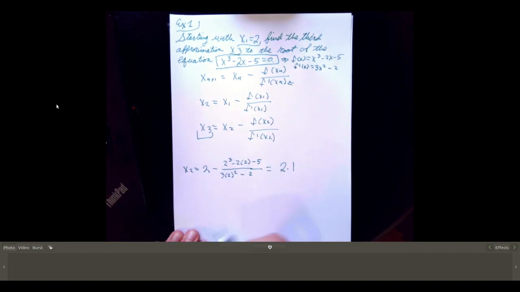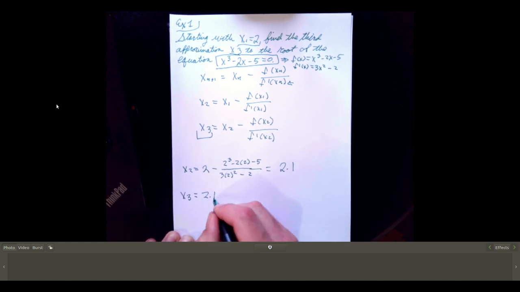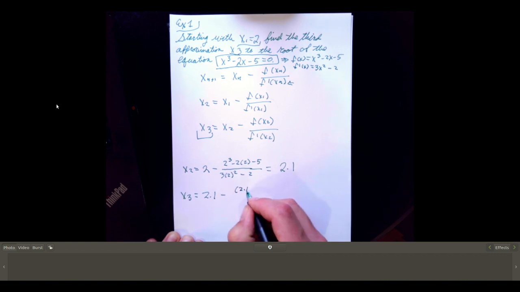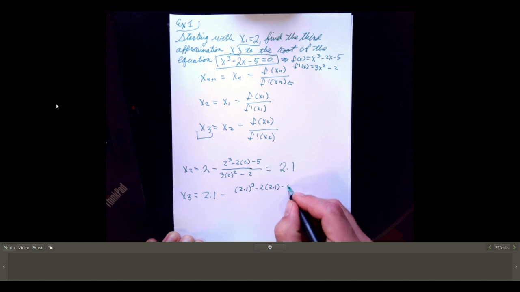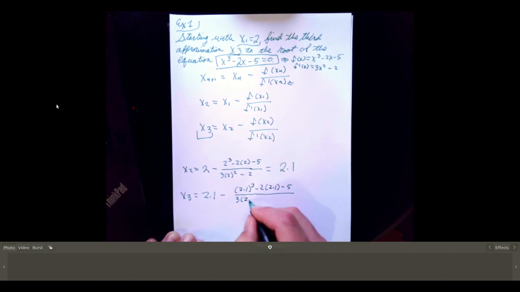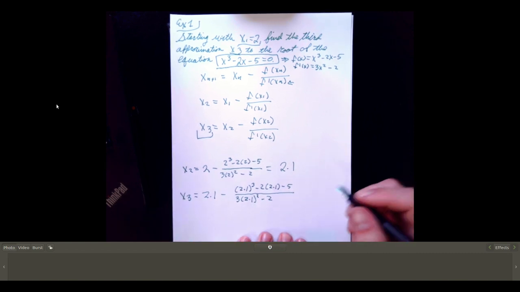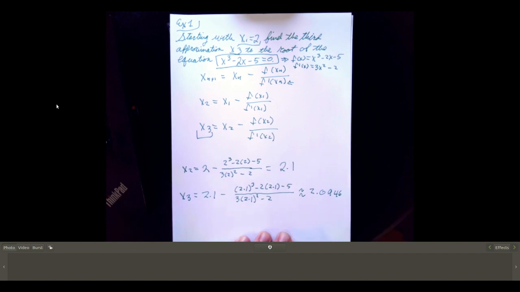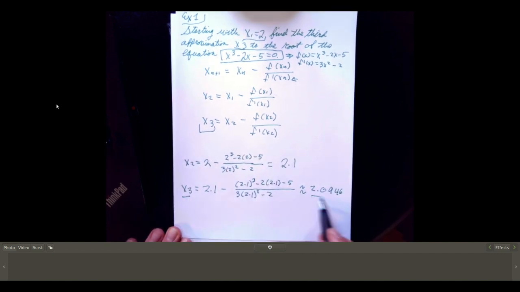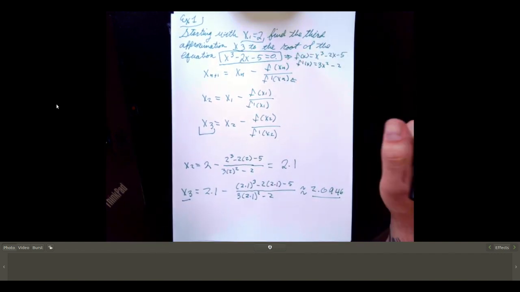Now when we want x3, x3 is going to be 2.1 minus 2.1 cubed minus 2 times 2.1 minus 5, all divided by 3 times 2.1 squared minus 2. You'd plug that into a calculator, and you would get 2.0946. So this is our third approximation to the root of this polynomial.